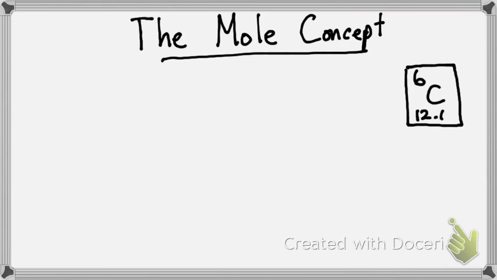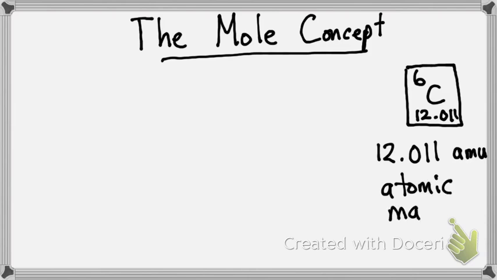So on your periodic table, you'll see the following information for carbon. Atomic number 6, symbol is a capital C, and then there's a number at the bottom of the box, 12.011. This is called the atomic mass, and it's the average atomic mass of all the carbon that one would encounter in the universe. The mass is 12.011 AMUs, where an AMU is an atomic mass unit.